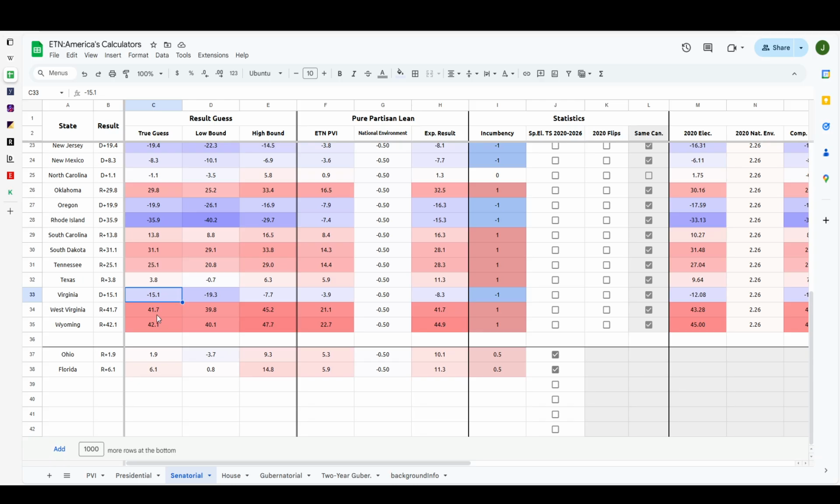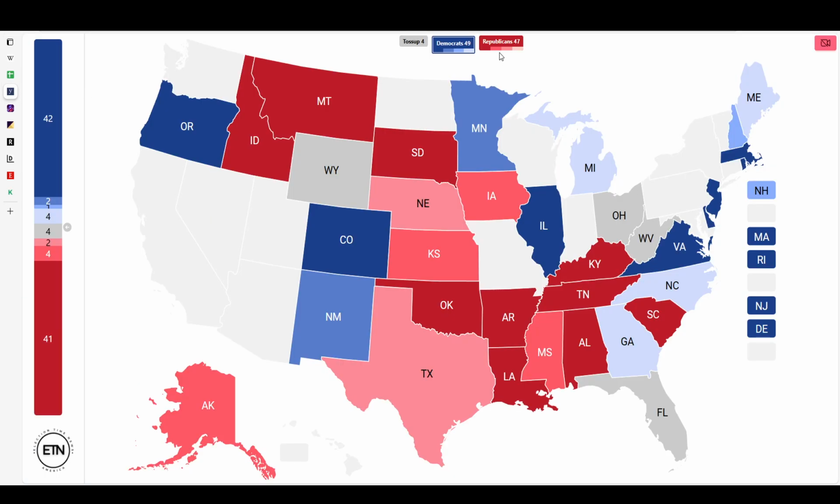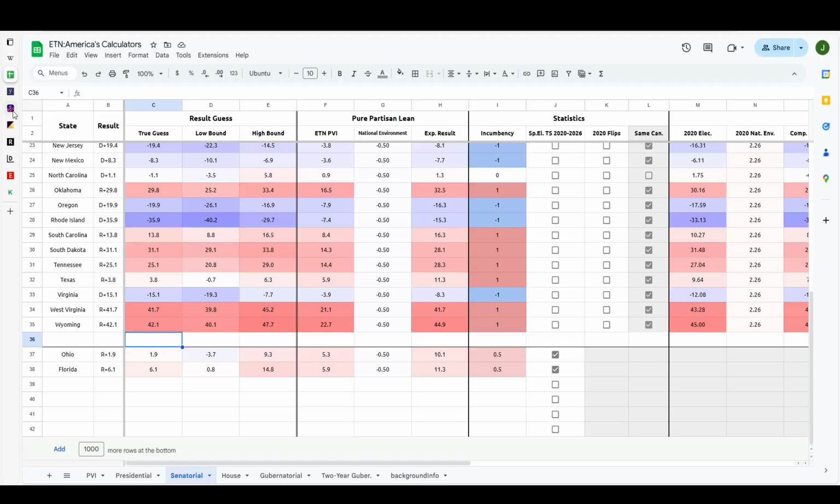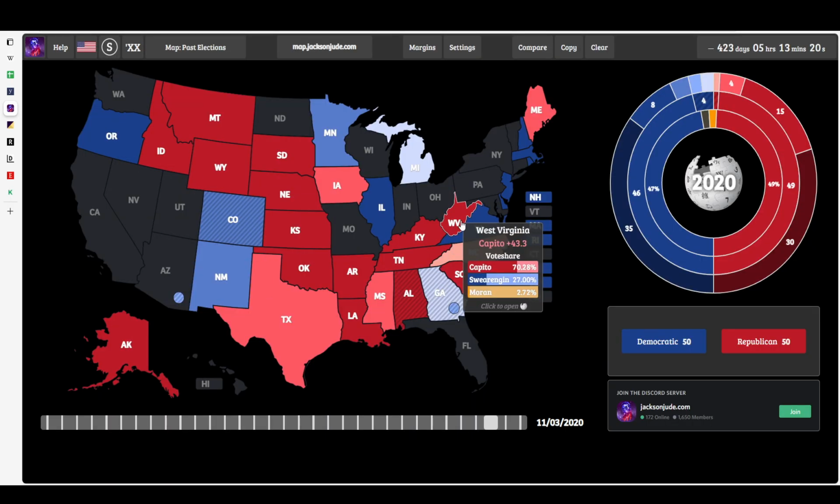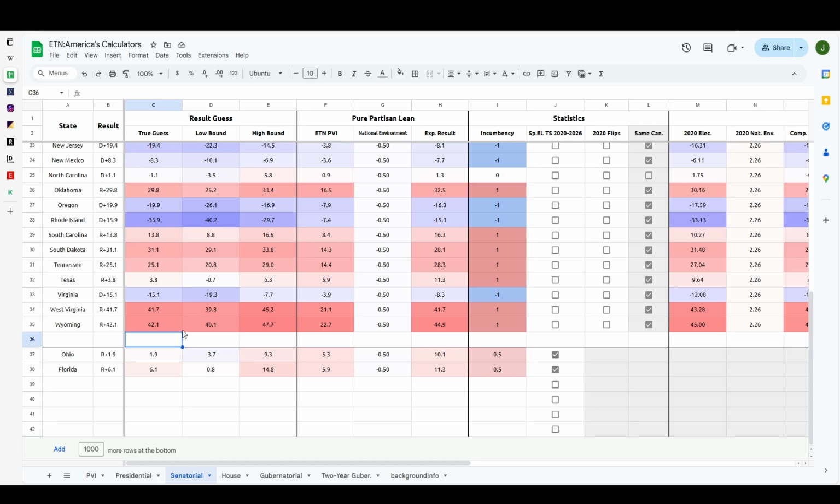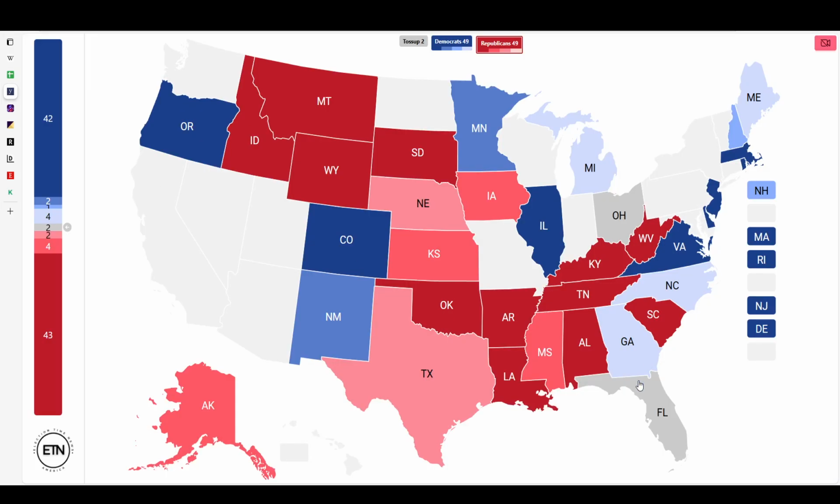And wrapping things up here, West Virginia and Wyoming are both about 42 points. These are the reddest states in the entire country, Wyoming, then West Virginia. And so these are both incumbents that are expected to win by large margins, and there's not really much else to say about that. Hopping to Florida first, real quick, 6.1%.